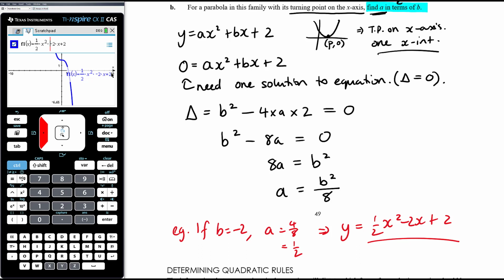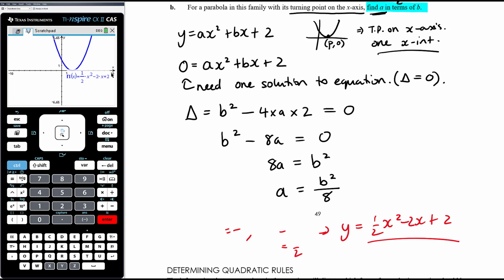That's because I did multiply by negative 2x rather than subtracting 2x. Again, a parabola with its turning point on the x-axis. So we've now got a connection between a and b: as long as our coefficients of x squared and x, a and b, meet this connection, then we will have a parabola with its turning point on the x-axis.